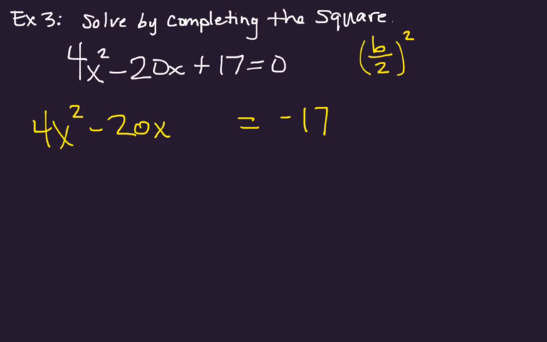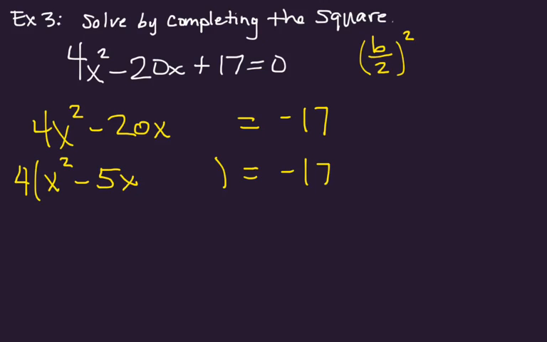Step number 2. Before I can complete the square, the coefficient of x squared has to be 1. Otherwise, I won't know what my b is. B is, technically, in this equation, my b is negative 20. But that's not the one I'm going to be using in completing the square. So here's what we're going to do. We're going to factor out the 4 and rewrite it. You leave the negative 17 just like it is.